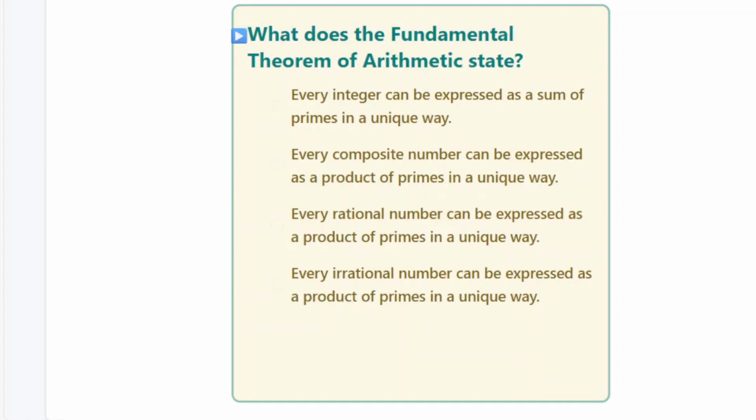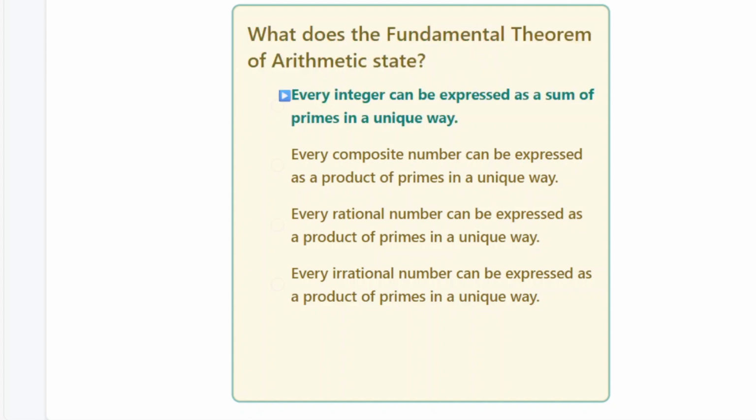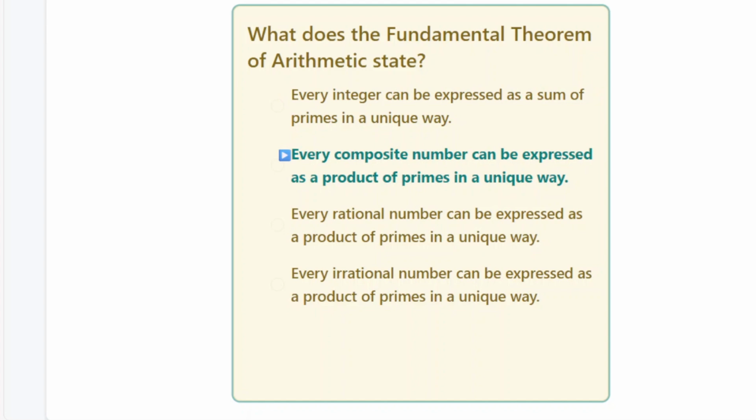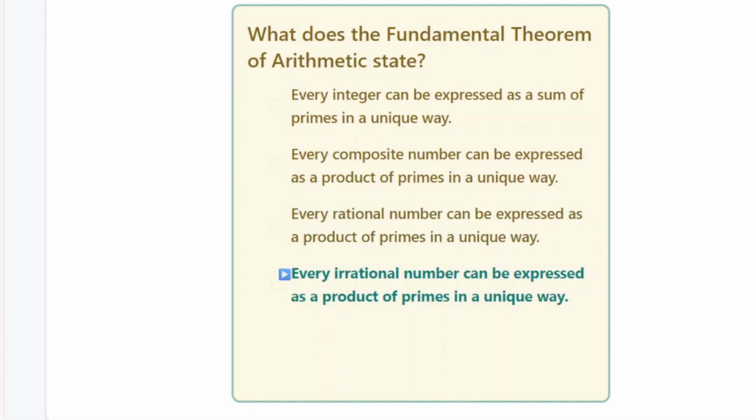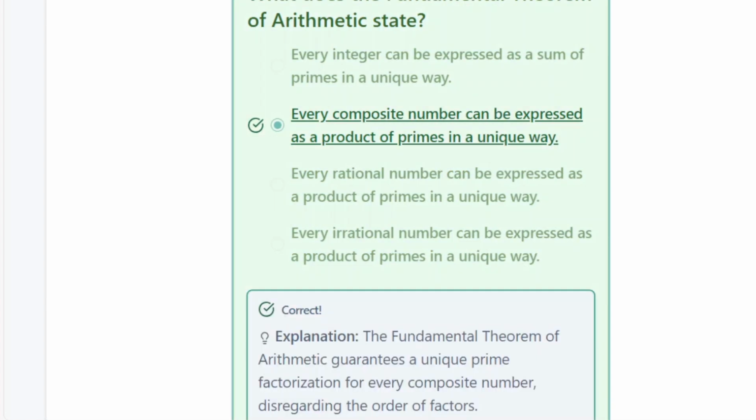What does the fundamental theorem of arithmetic state? Option A. Every integer can be expressed as a sum of primes in a unique way. Option B. Every composite number can be expressed as a product of primes in a unique way. Option C. Every rational number can be expressed as a product of primes in a unique way. Option D. Every irrational number can be expressed as a product of primes in a unique way. Correct. The answer is every composite number can be expressed as a product of primes in a unique way.